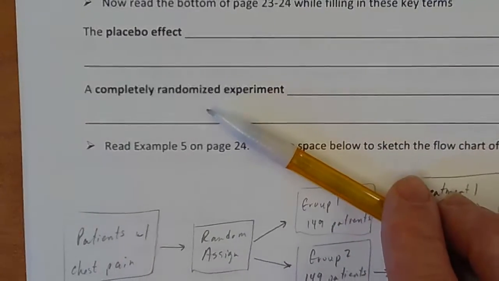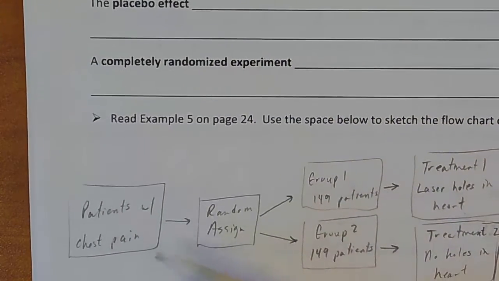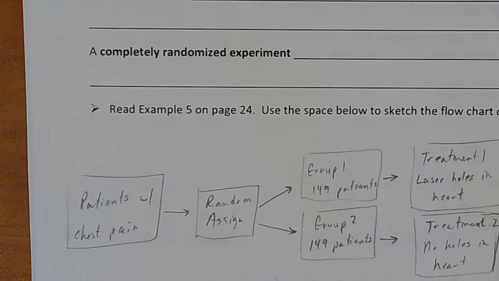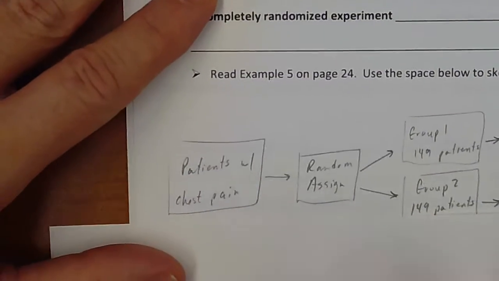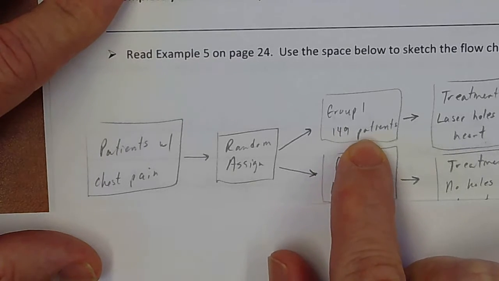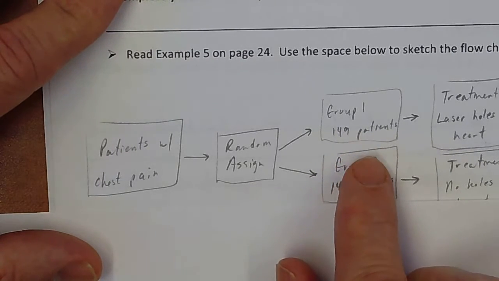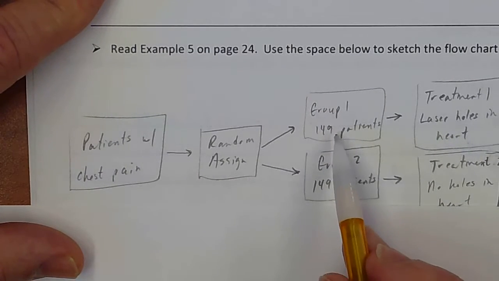Okay, so these are filled in by now. Let's take a look at this example 5. If you haven't read this yet, go ahead and pause to do that. All right, so here's kind of a completely randomized experiment. Basically just means you need to create random groups. All right, so you want to randomize them into a group of, so I'll put group 1 here, 149 patients, and then we should divide it into 2 equally sized groups is the goal here.